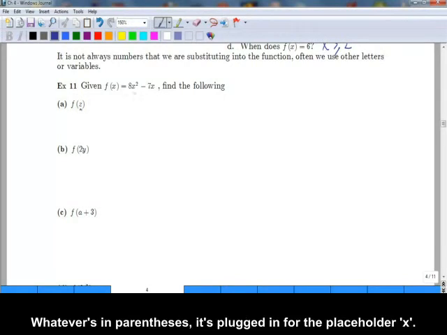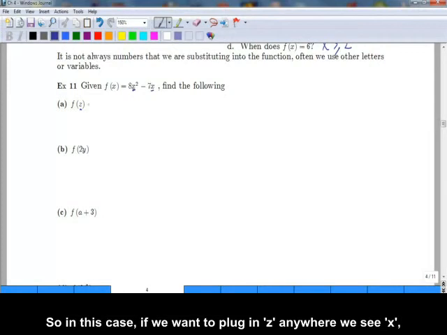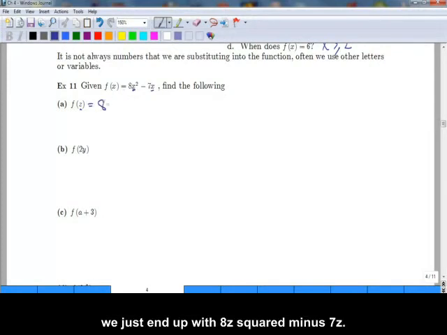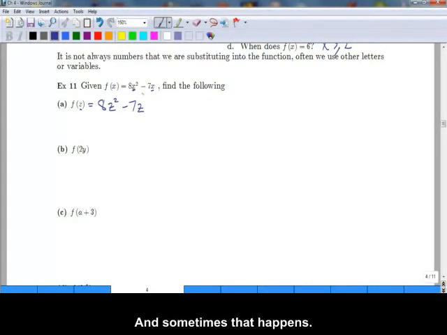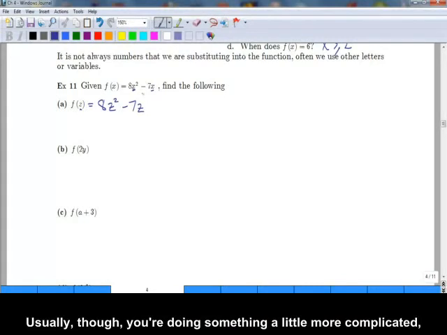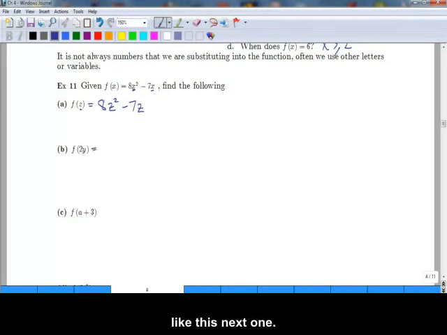Whatever is in parentheses gets plugged in for the placeholder x. So, in this case, if we want to plug in z anywhere we see x, we just end up with 8z squared minus 7z. It doesn't look like it changed a whole lot. All we did was replace x with z. And sometimes that happens. Usually, though, you're doing something a little more complicated, like this next one.